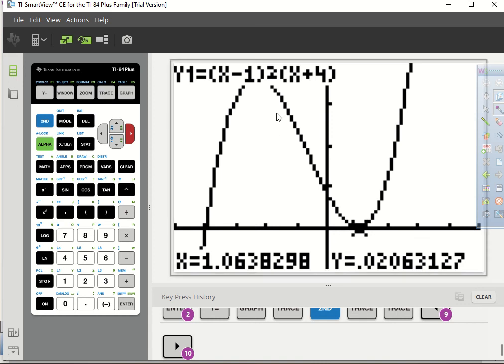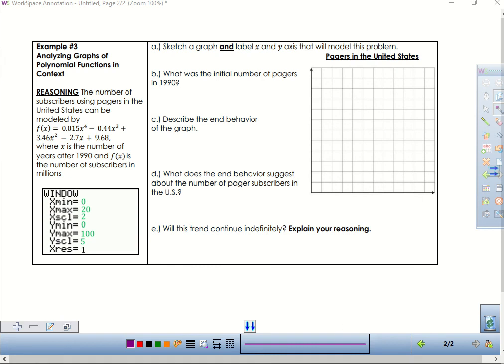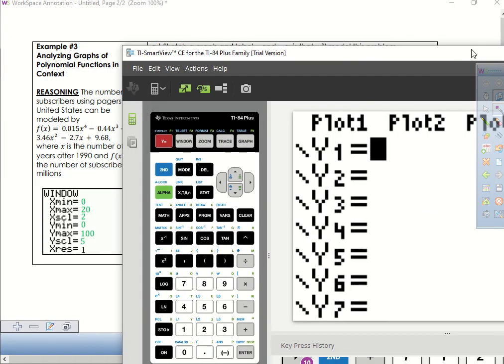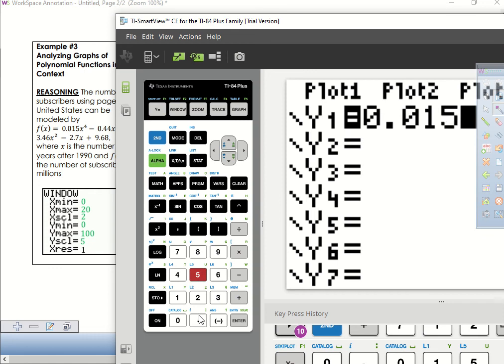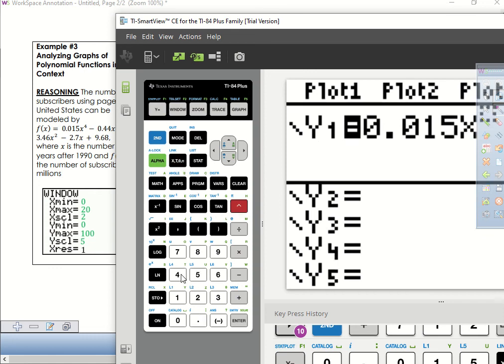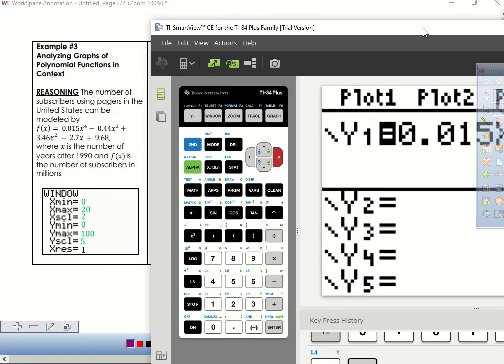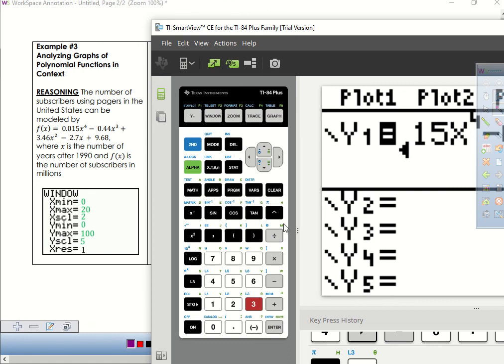Okay. So for this one, I am going to be able to use the calculator, so give me a second. All right, so I went ahead and cleared my calculator out, so I'm ready to type in the equation, which is right here. So it is 0.015 x to the 4th power. And then when you're at the 4 up there, make sure you press the arrow button so you come back down from being on the exponent. Minus 0.44 x to the power of 3.